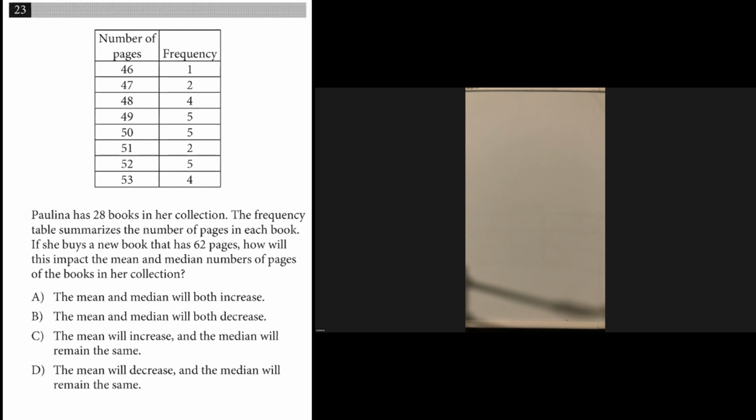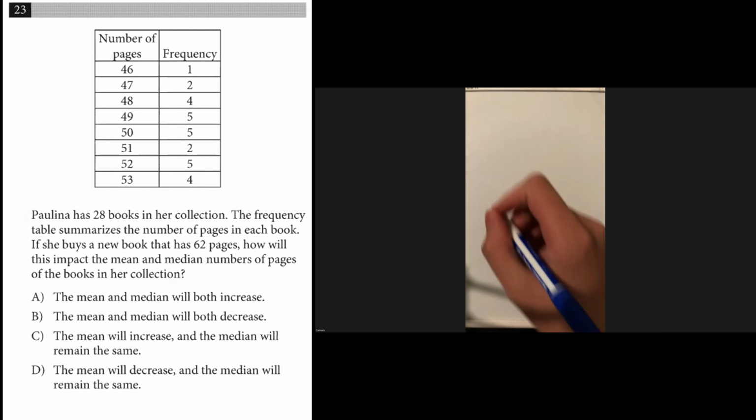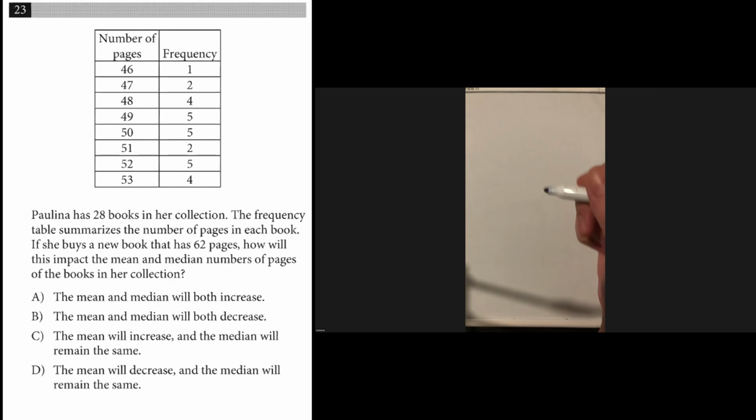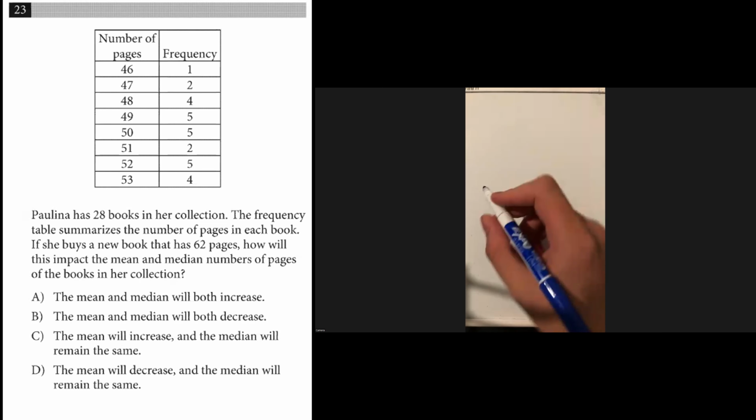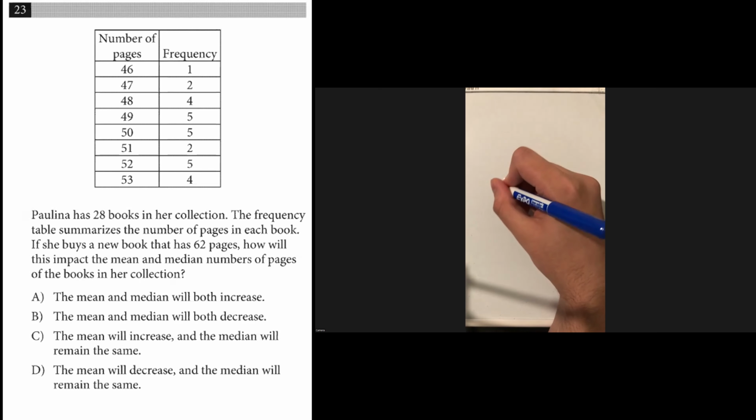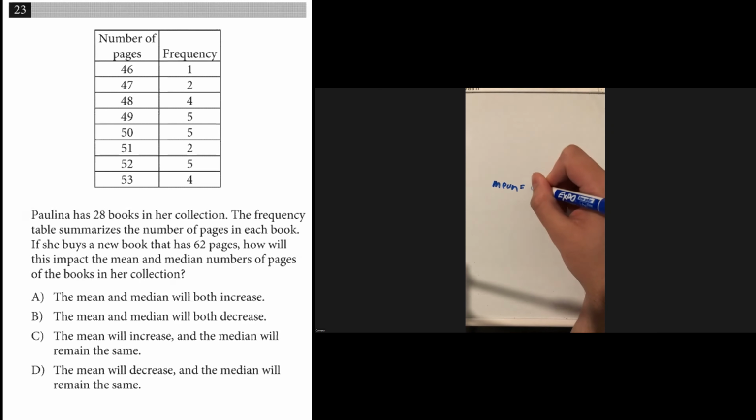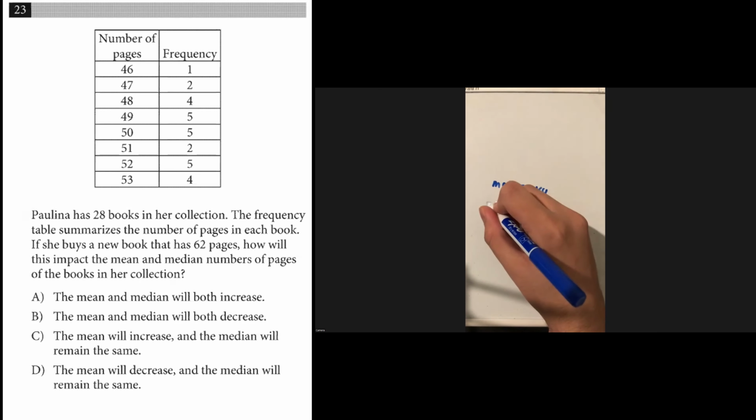Okay, so for question 23, it gives us a table, and it asks us that if we add a new book that has 62 pages, how will the mean and median change? Well, the mean is the average, and the median is the middle number.